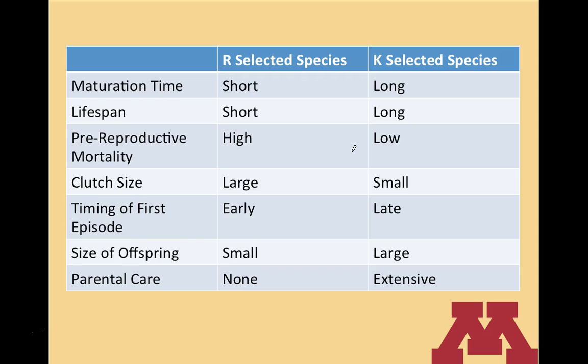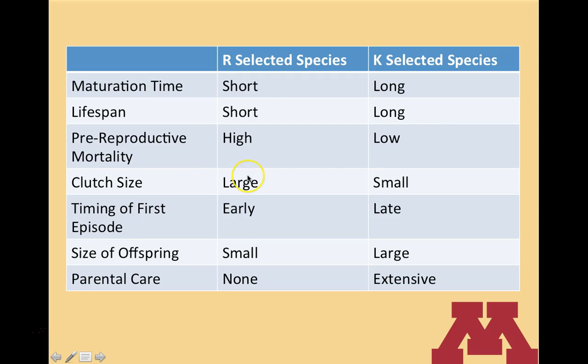And this table summarizes the different characteristics between the R-selected species and K-selected species. If we look at the maturation time, it's very short for the R species but long for the K species. The lifespan is short for the R species and long for the K-selected species. The reproductive mortality is very high for the R-selected species but low for the K-selected species.